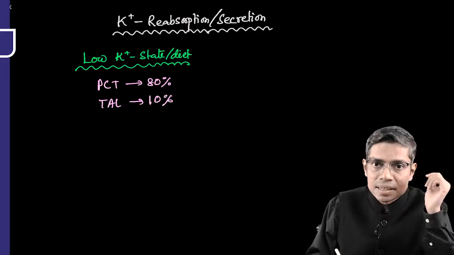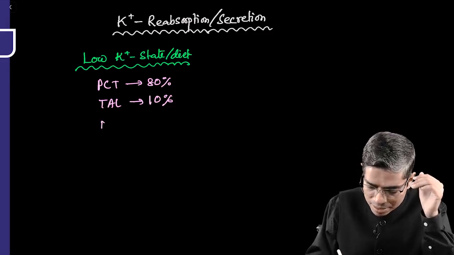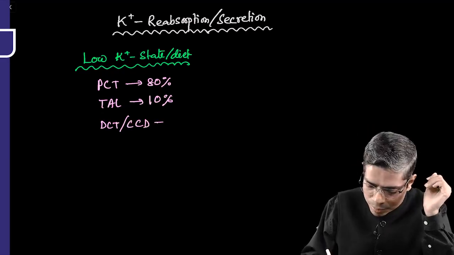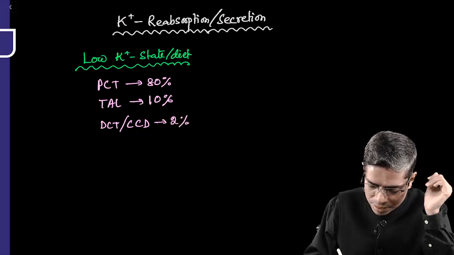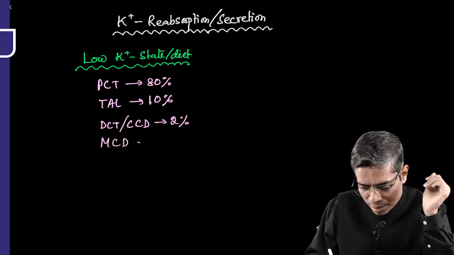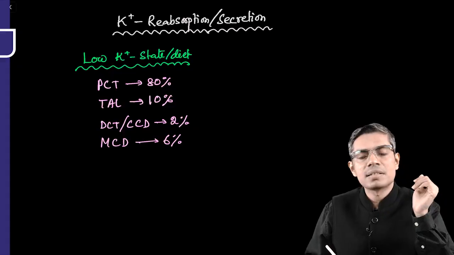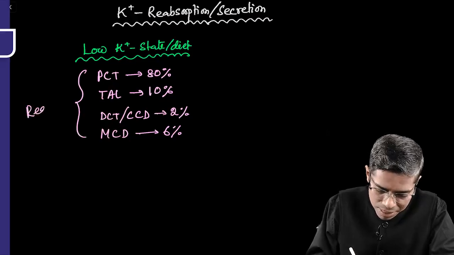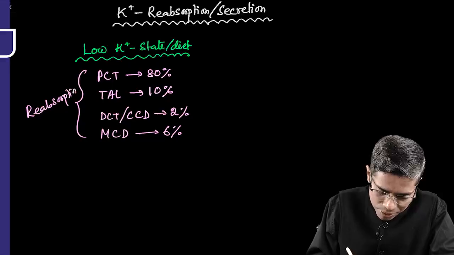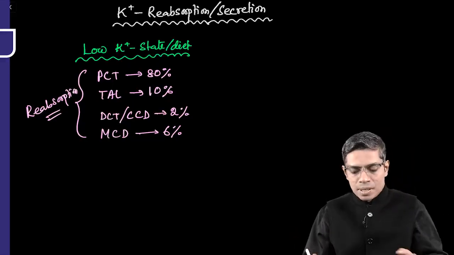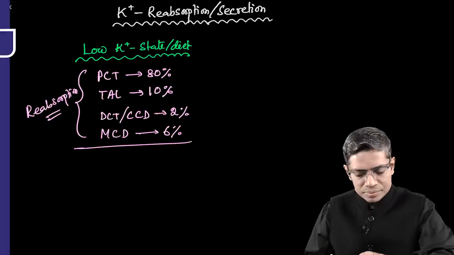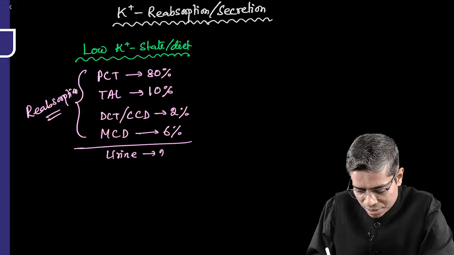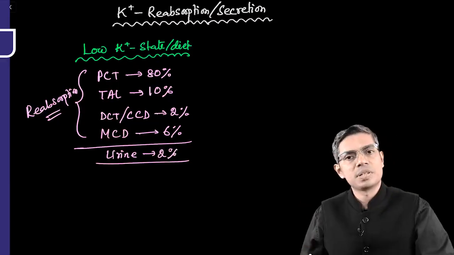Then DCT, that is the later part of the DCT, particularly the DCT and cortical collecting duct, also reabsorb a little bit of potassium, 2%, and the medullary collecting duct, important, can also reabsorb another 6% of potassium. So all of these segments are causing reabsorption of potassium because it's a low potassium state in the body. So how much potassium have you reabsorbed? Almost 98% of potassium is reabsorbed. So urine will get only 2%. Urinary excretion of potassium is only 2%.